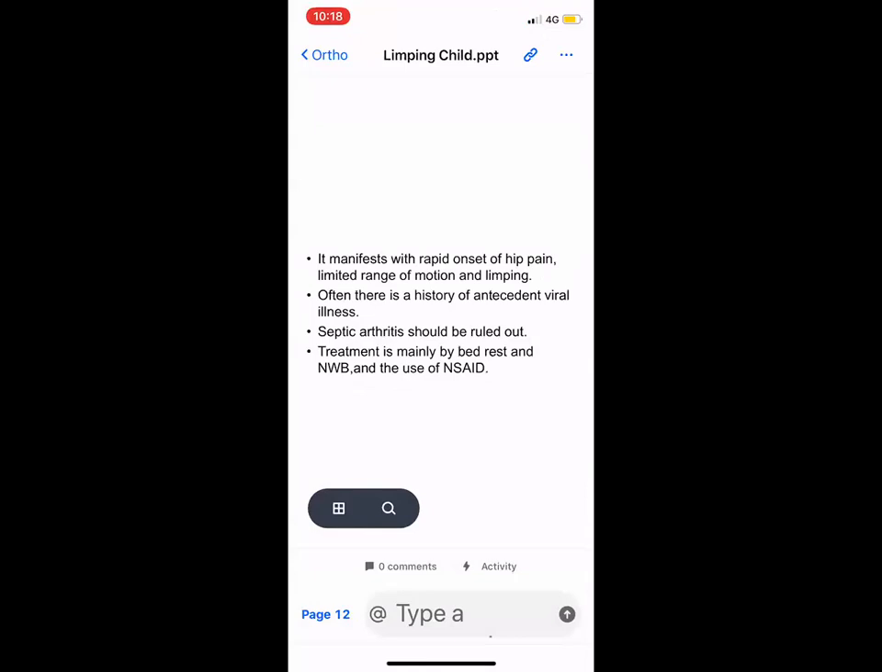Irritable hip, they might have a history of viral infection like upper respiratory tract infection before the incident. Septic arthritis should be ruled out in these cases. Treatment is mainly by bed rest, non-weight bearing, and use of non-steroidal anti-inflammatory drugs, and observation for any signs of septic arthritis.